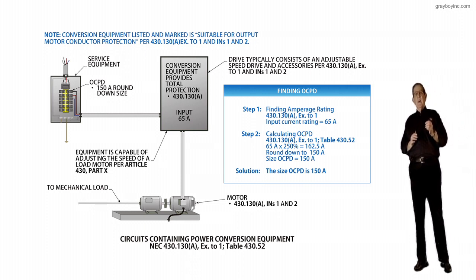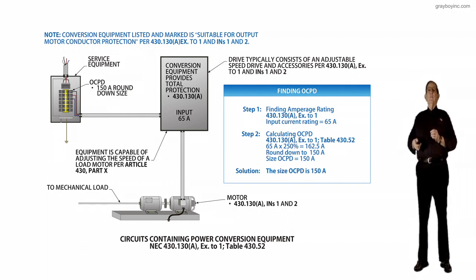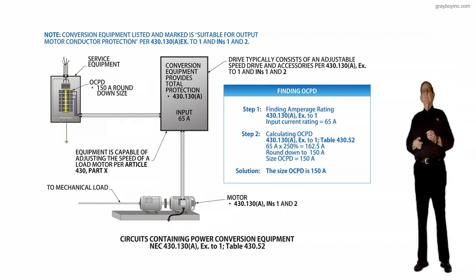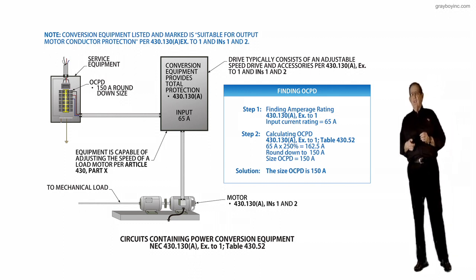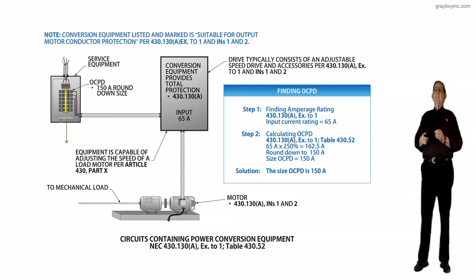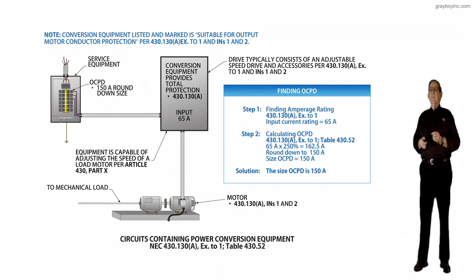So first of all, let's take a look at this drive. You see the input is 65 amps. The drive is provided with total protection as outlined in 430.130A. Now look at the arrow to the right in the call out there.